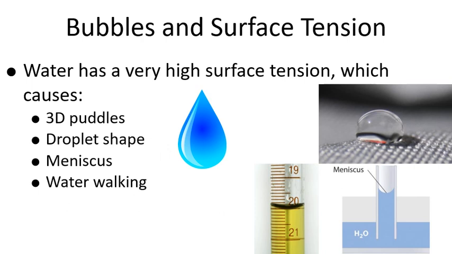Let's take a minute to talk about surface tension and how it affects bubbles. Water has a very high surface tension, which causes three-dimensional puddles to form on surfaces, such as that shown on the top right. If water had a lower surface tension, it would have a greater tendency to form a wider, flatter puddle, more effectively wetting the surface.